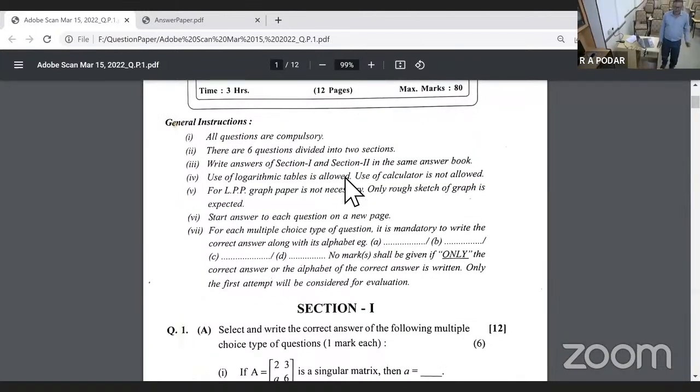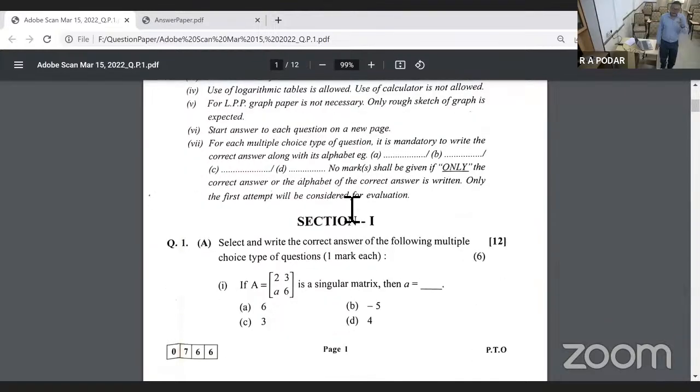Section 1 is there. So, actual question paper is what we are looking at. The first question is depending on matrix. That is the singular matrix, you know, determinant should be equal to 0. So, by using that property, you have to find the value of A. So, you have to actually solve in rough form and get the value of A, and then choose the correct option.